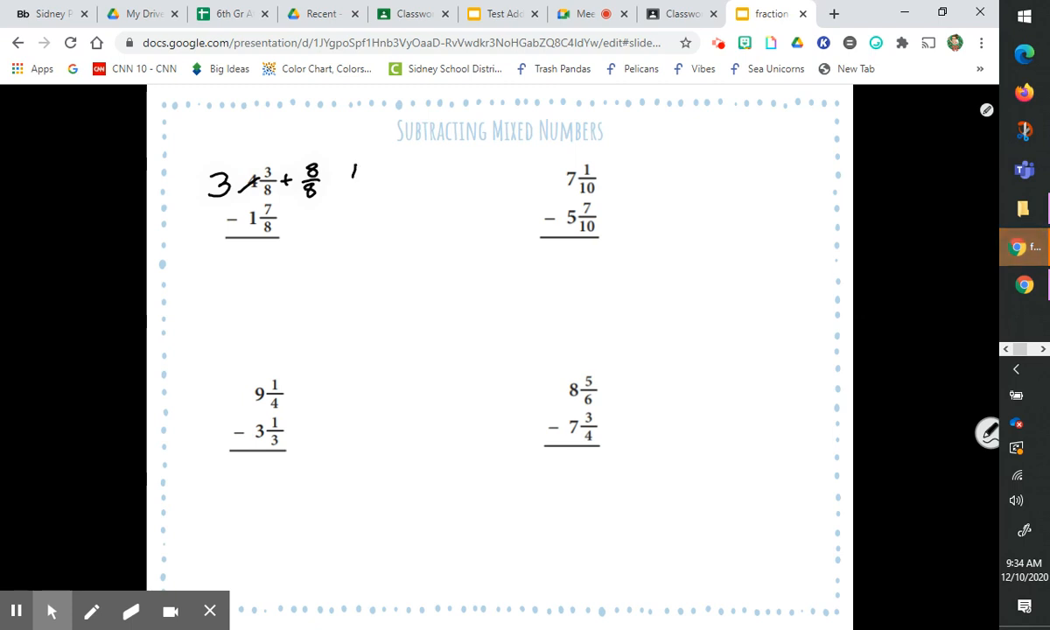So I end up with 11/8. 11 minus 7 is 4/8. 3 minus 1 is 2. I'm done. Oh, yeah. 4 and 2 both have the number 4 in common. So 4 goes into 4 once. A group of 4 will go into 8 twice. Now I'm done, and I have a simplified answer.